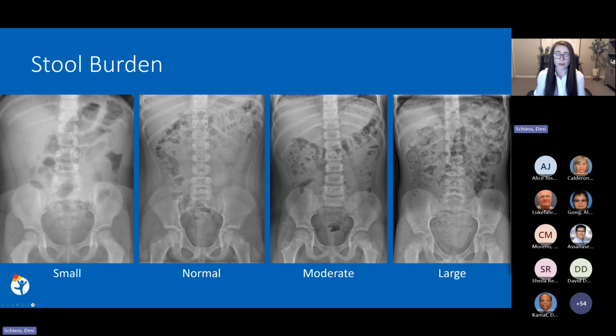And I just wanted to show you the spectrum of stool burden and some of the words that we might use to describe it. So a small stool burden means there's really not a whole lot there. A normal stool burden would be what I would expect to see if we pull a random asymptomatic person off the street and took an X-ray. A moderate amount of stool is typically a word that I would use if there is a decent amount of stool that I think is slightly greater than physiologic. And a large amount is someone probably needs to do something about that. And this is actually our patient in the clinical scenario who had a large stool burden.